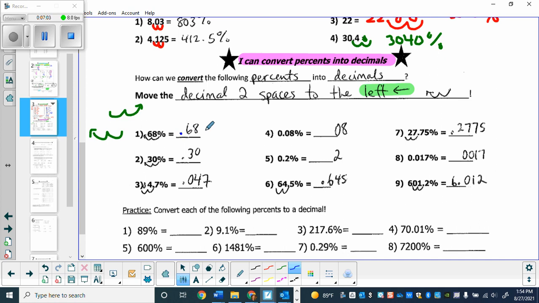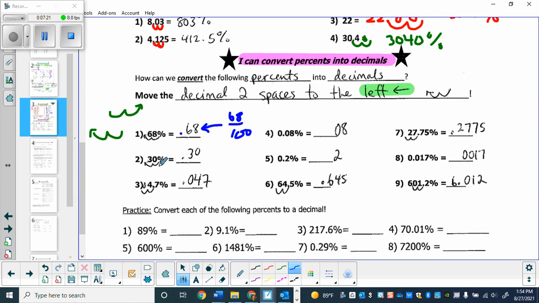68% is the same as saying 68 out of 100. And 68 out of 100 is 68 hundredths. So there's my decimal. It all lines up. But again, I know you guys aren't trying to deal with these fractions, so that's why I keep saying we can just move the decimal.